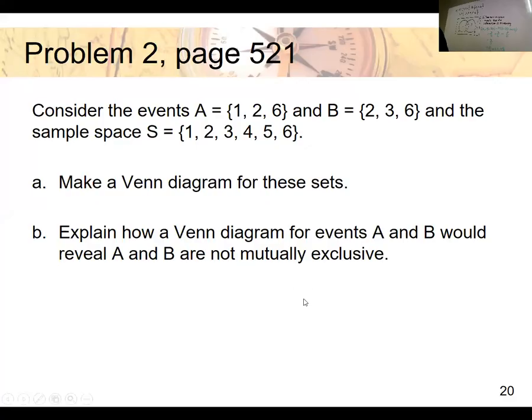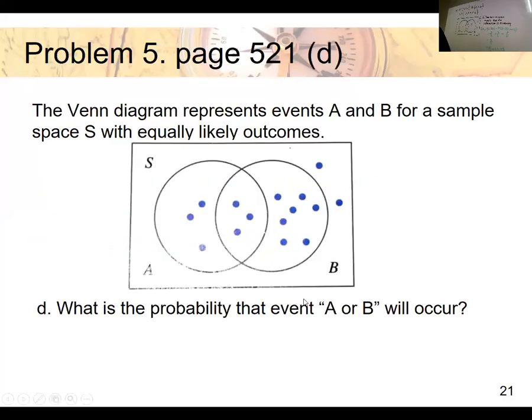All right, now let's look at this particular problem, number 5. This is only part D. So here we got the same Venn diagram, and it represents A and B for a sample space S with equally likely outcomes. And here I want to find out what is the probability that event A or B will occur. So here we got the intersection of the 2.